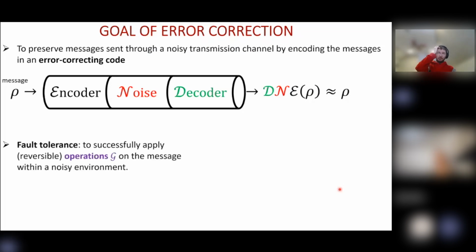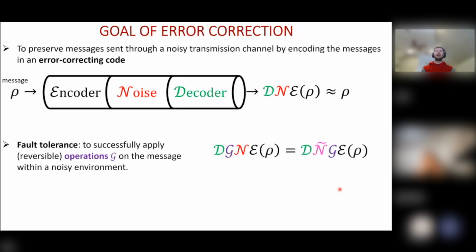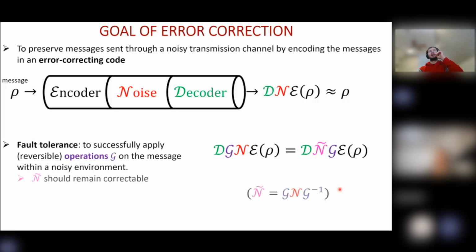To reintroduce fault tolerance, you want to apply operations G on the message that is embedded within this noisy environment, so it's encoded in the noise. You want to apply this such that when you permute G through N, where G is invertible, you just multiply by G inverse G from the right side of N. Then you define N tilde to be N conjugated by G.